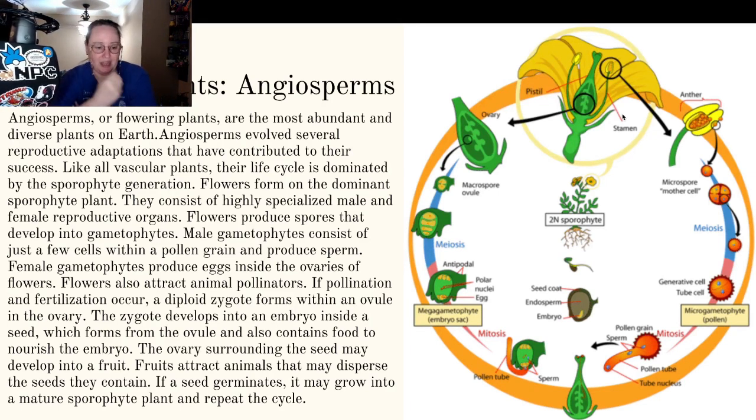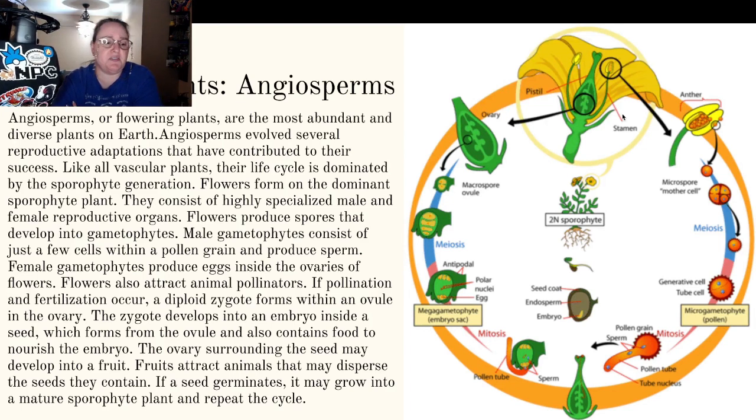So, like all vascular plants, they are dominated by the sporophyte generation. So remember, vascular: sporophyte generation is dominant. Non-vascular: gametophyte generation is dominant. Keep that in mind. Test question. So anyway, now the flowers, though, they decide to put both their male and female parts into one place and make it really visible, and that's the flower.